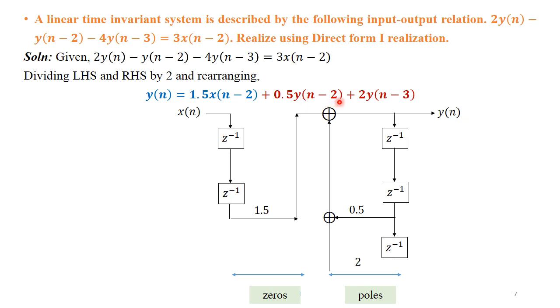Now in the second part, realize the y terms. For y of n minus 2, this is y of n, two delay elements. We have got y of n minus 2 at this point. Multiply that with the coefficient 0.5, then add it with the previous values. Then y of n minus 3: two delay elements were already present, add one more, and we get y of n minus 3 at this point. Multiply that with the value 2, add that with its previous values, and finally y of n has been realized. So this is a special case that has been presented here.